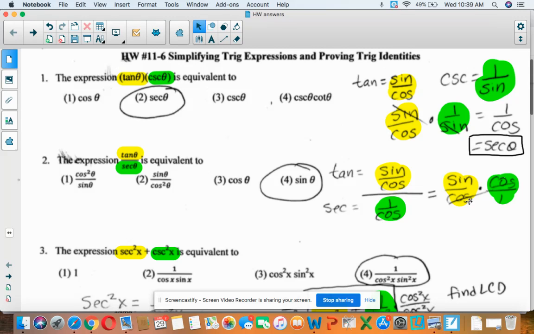Okay, so that was a rule that you learned probably back in middle school. When you're dividing fractions, that denominator, you change to multiplication, and that second fraction, you flip. So this is choice 4.